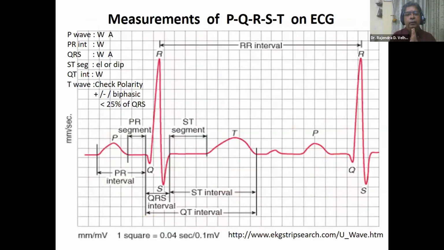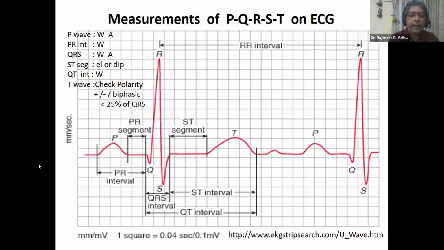Now, let us measure these complexes and try to gain some information, because when they are measured, they give us concrete information regarding the cardiac health of the patient. Now, this is the P wave. The P wave has a width and an amplitude, so there are 2 measurements. Then the PR segment, the PR interval, as we know, is the impulse traveling in an isoelectric phase, so it has only the width.